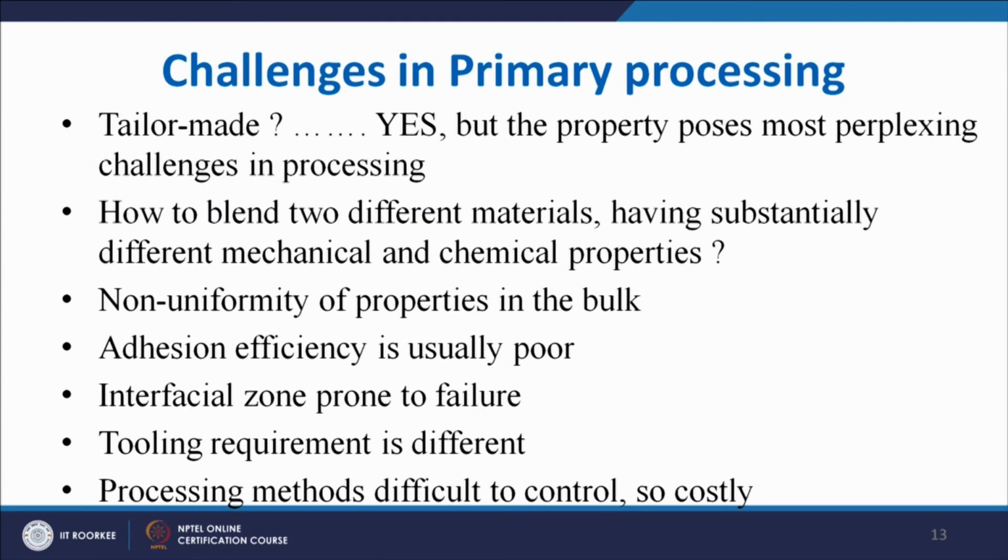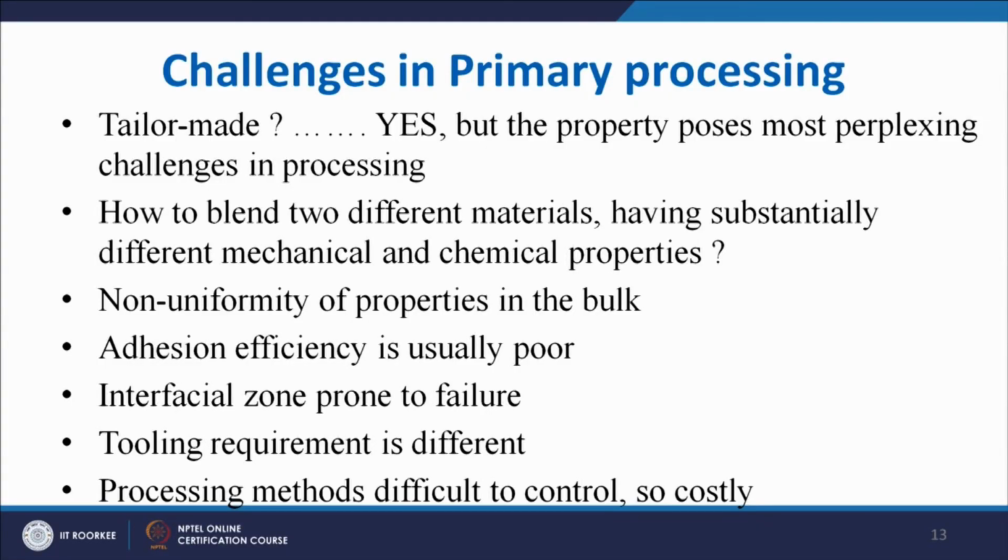The tooling requirements are different. The molds and dies that we use for metals cannot be directly duplicated in case of composite materials. Processing methods are difficult to control and therefore they are costly. I think all these points we have discussed earlier also when we started our discussion on processing of polymer matrix composites. Again I have come back to these challenges, and now you can better appreciate, when we have seen all these processes, that these are the challenges which still exist, and therefore there is development of new and new processes for the processing of polymer matrix composites.